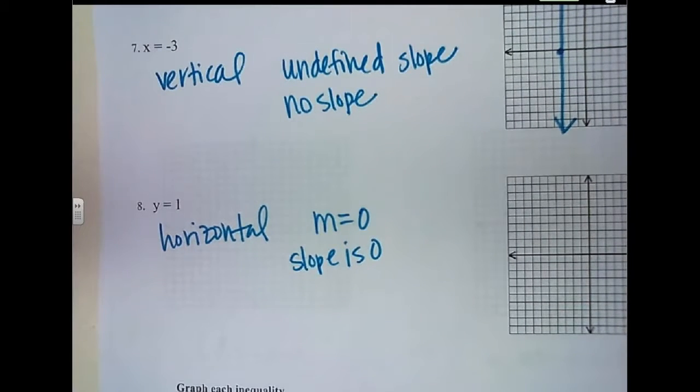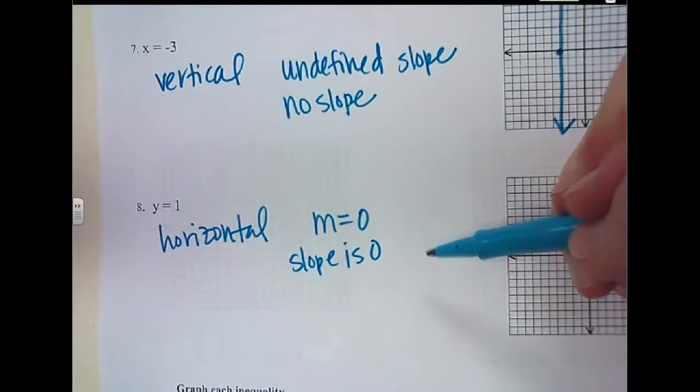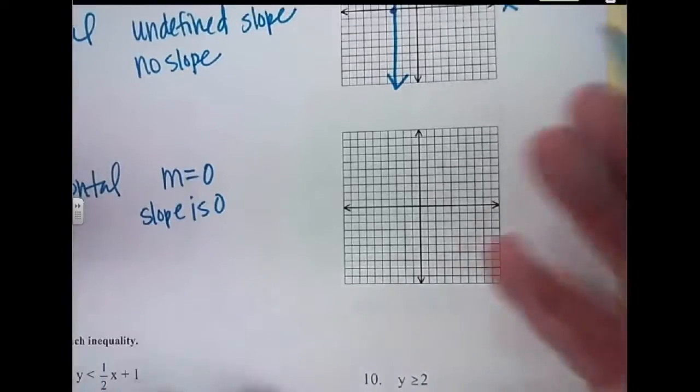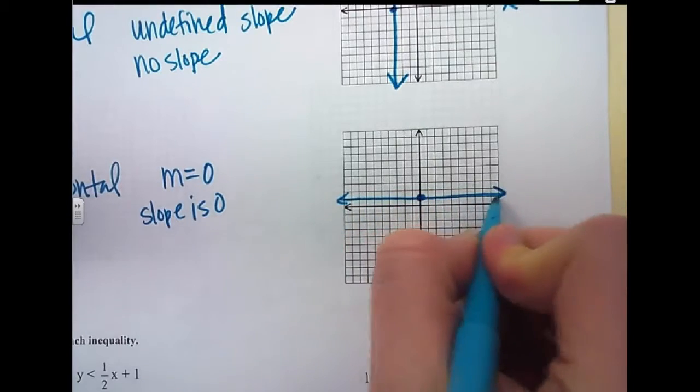On test questions, is there like a sign for undefined, or do we just do it? I would say just either one of these. Like you write no slope or none, or you could do undefined. Okay, so y equals 1. So at positive 1 on the y-axis, I'll put my point, and I have a horizontal line going through it.